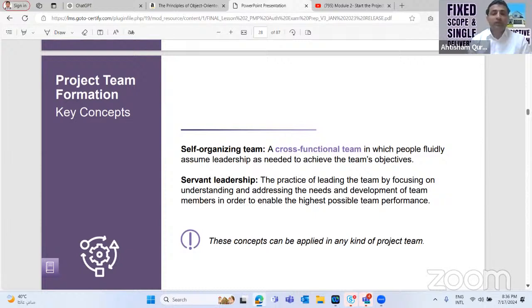They don't need to be micromanaged, and the leader, the project manager or the scrum master, the role they play is of a servant leader. So what they will do, they will serve their team. So how will they serve their team? They will serve their team by helping them in various activities which will set them up for success. Like take all those tedious activities from the team that are taking the team's time.